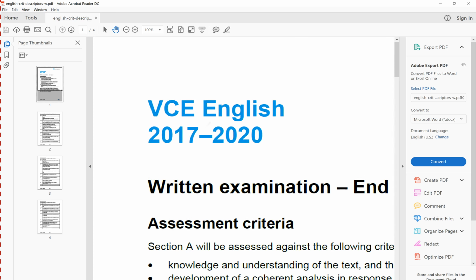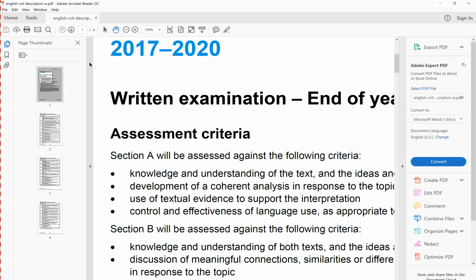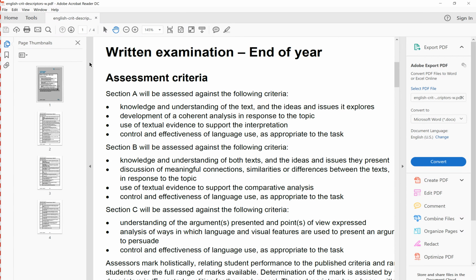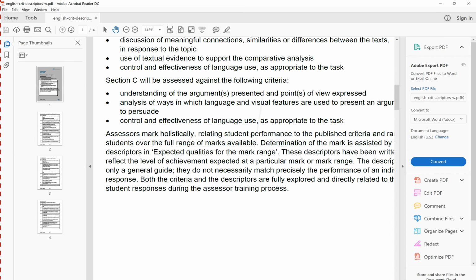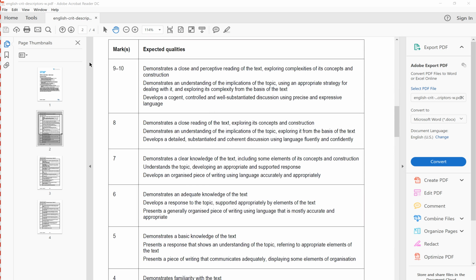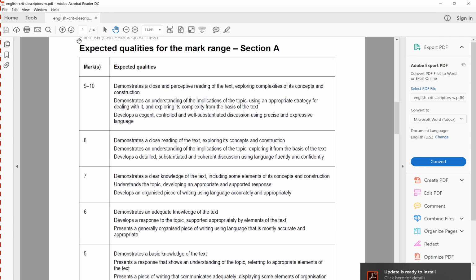So, in summary, knowledge and understanding of the text. We're talking about section A. Development of a coherent analysis, use of evidence, and how well you write, control and effectiveness of language use as appropriate to the task. This here is the breakdown of the task itself.